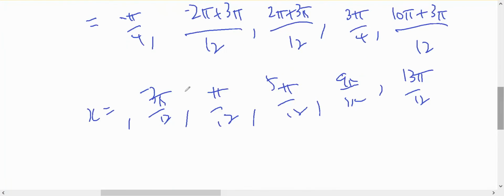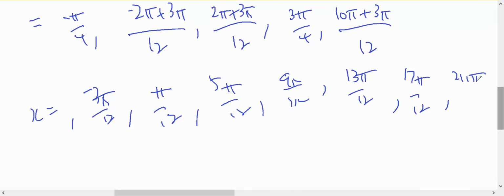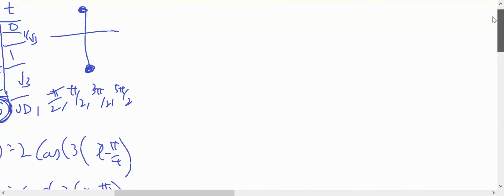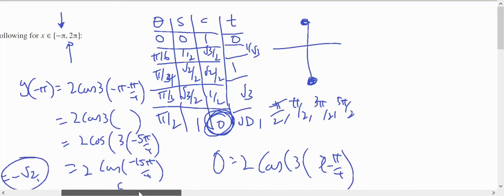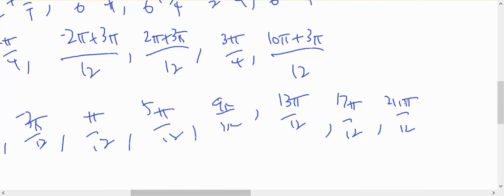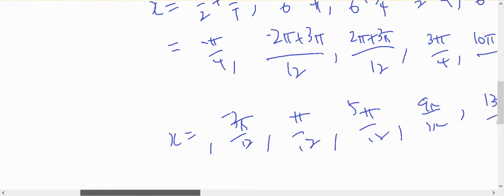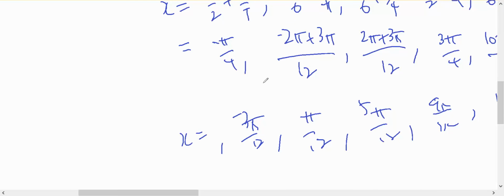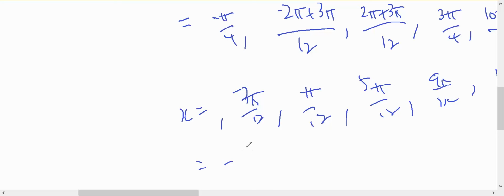Now I can see that we're increasing by 4 pi on 12. So 17 pi on 12 will also be another one. And 21 pi on 12 will also be another one. And since I'm going up to 2 pi, I'll include my 21 pi on 12 because 24 pi on 12 is going to be the end. So 21 pi on 12 is my last x-intercept. 17 pi on 12, 13 pi on 12, and going back in the opposite direction, I'm going to have minus 7 pi on 12 also, and minus 11 pi on 12.